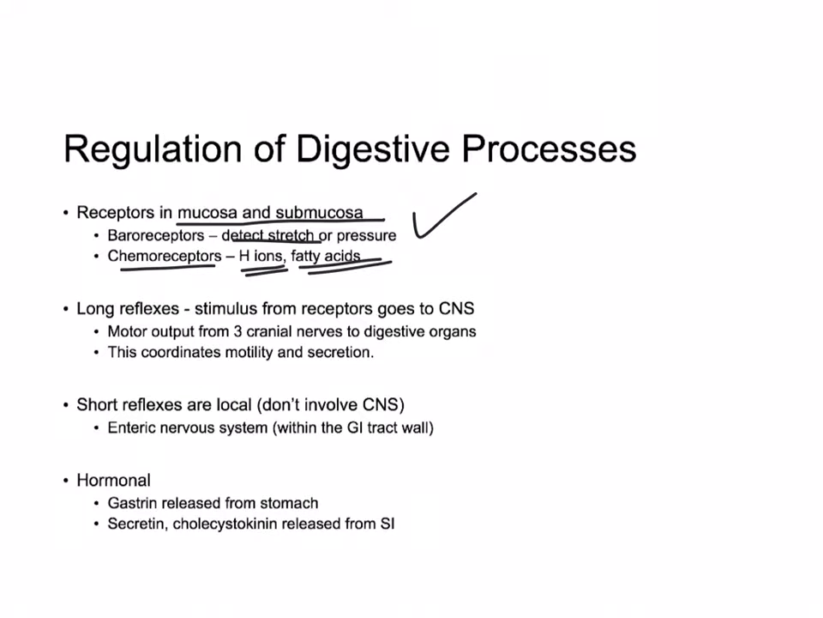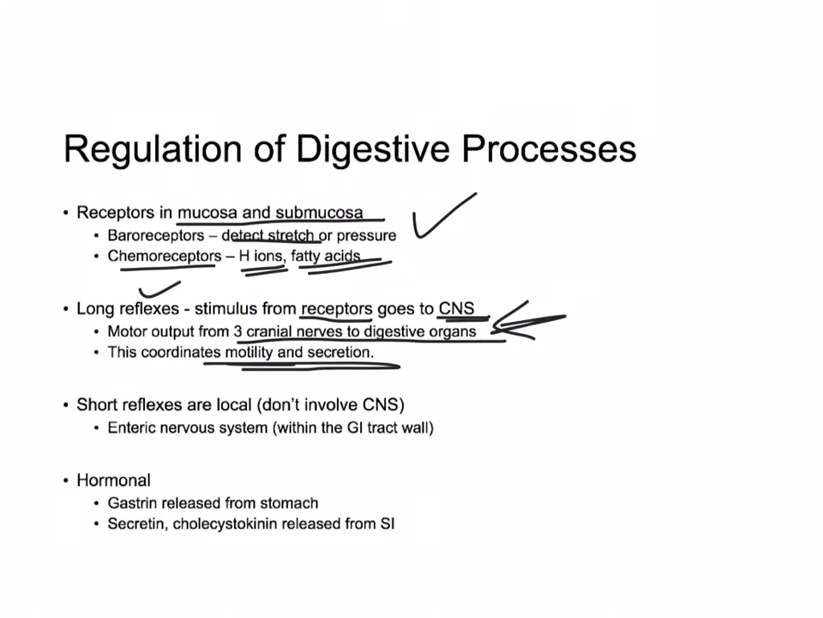stimulate secretions. Okay, now there's two kinds of reflexes going on. Okay, there are long reflexes, so they go all the way from the GI tract to the central nervous system, and then 3 cranial nerves send the information to the digestive organs. Okay, they'll coordinate motility and secretion.